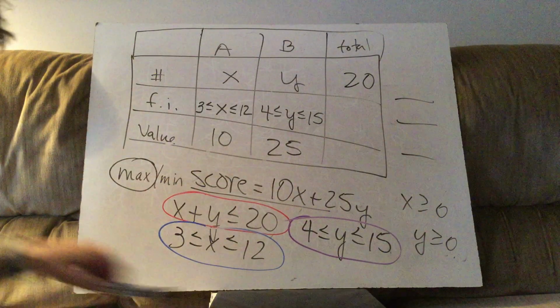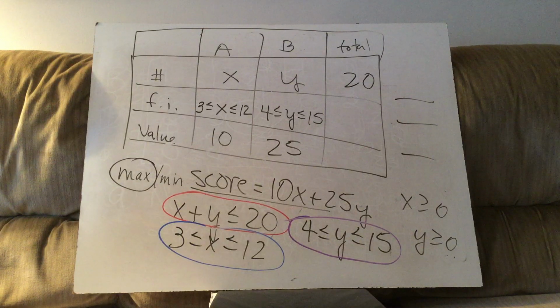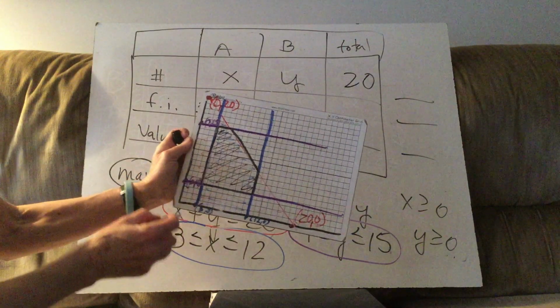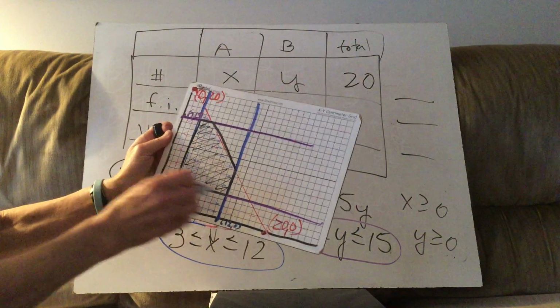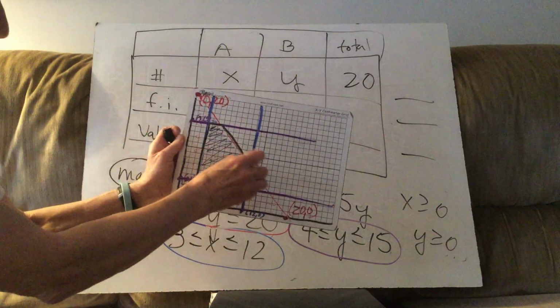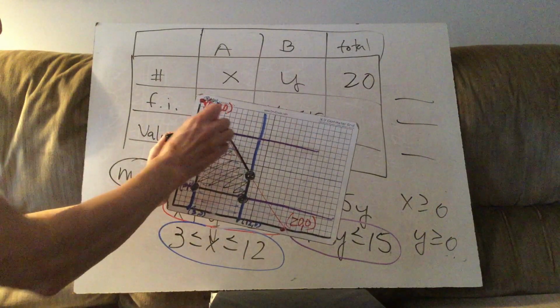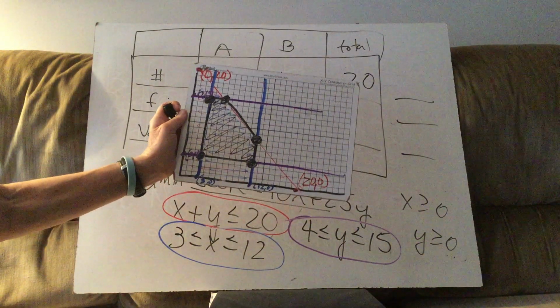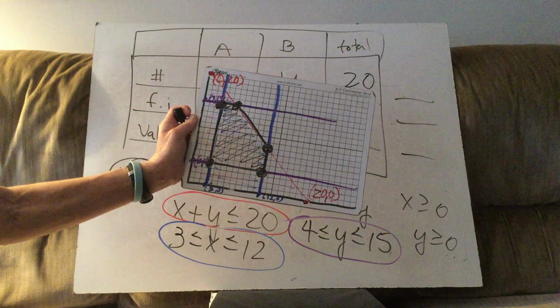So the section that I am looking at, I'm going to outline. Looks like this right here. This is the section I'm looking at. And I have a point here, here, here, here, and here. So those are the points that I now have to identify.